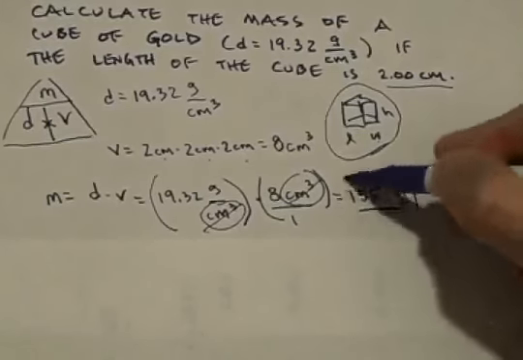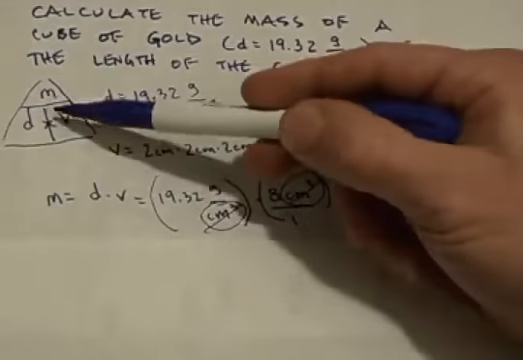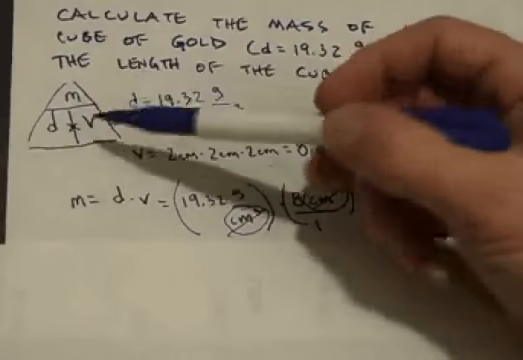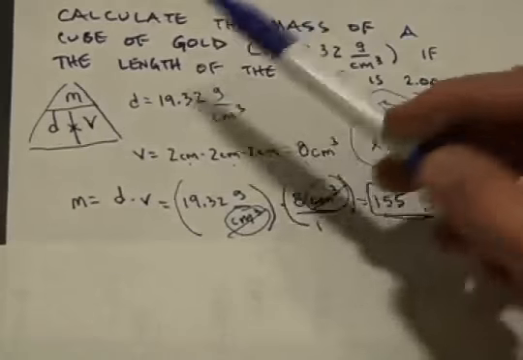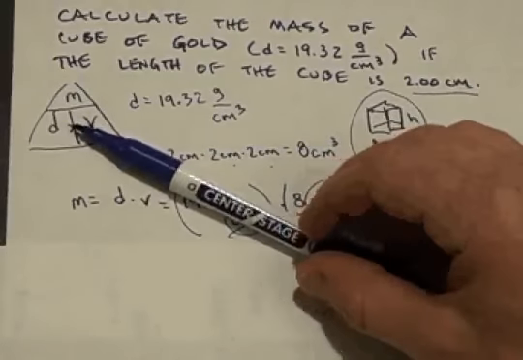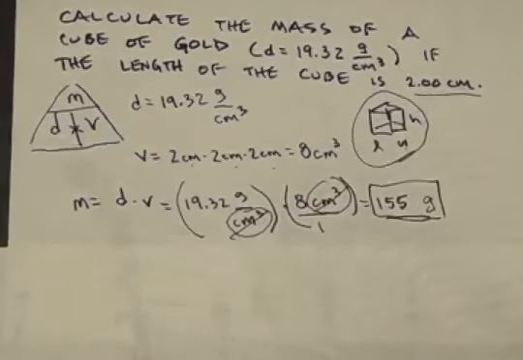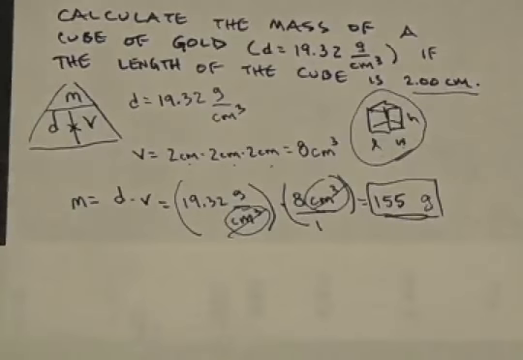So these two sample problems are using the density triangle to solve for the variable mass, or in the previous case, the variable volume. You also could look in your textbook on page 20 to find an example of solving simply for the variable density.